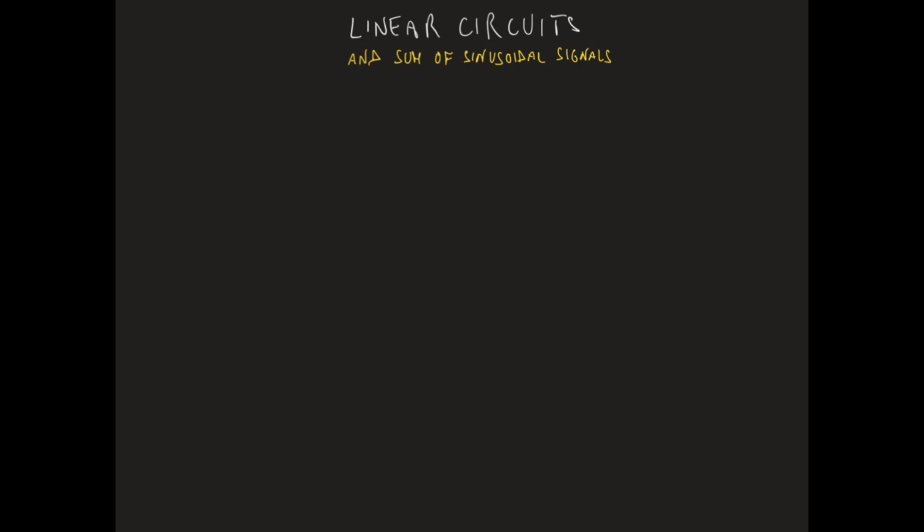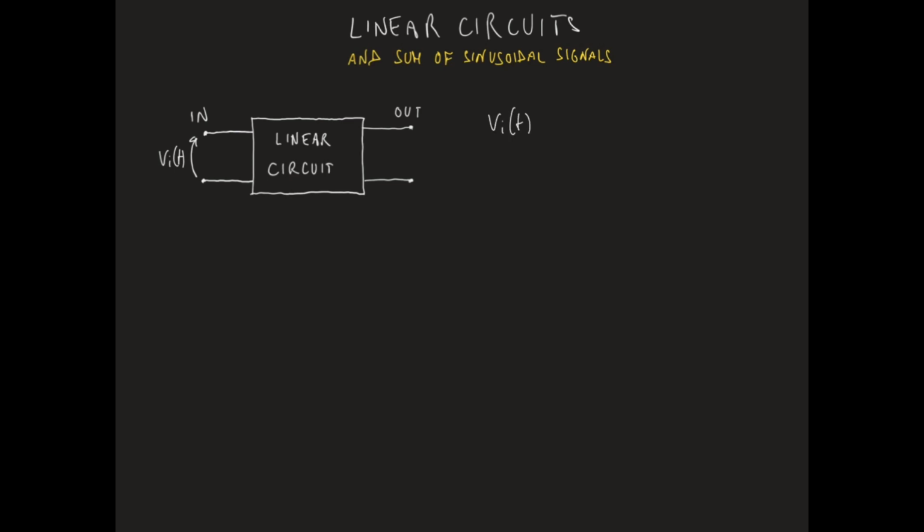We may wonder whether we are able to do the same in the case where the input signal is not a sinusoidal signal. For example, consider the case where the input signal Vi of t is given by the sum of two sinusoidal signals at different frequency. So A1 the cosine of omega 1 t plus phi 1, plus A2 the cosine of omega 2 t plus phi 2.